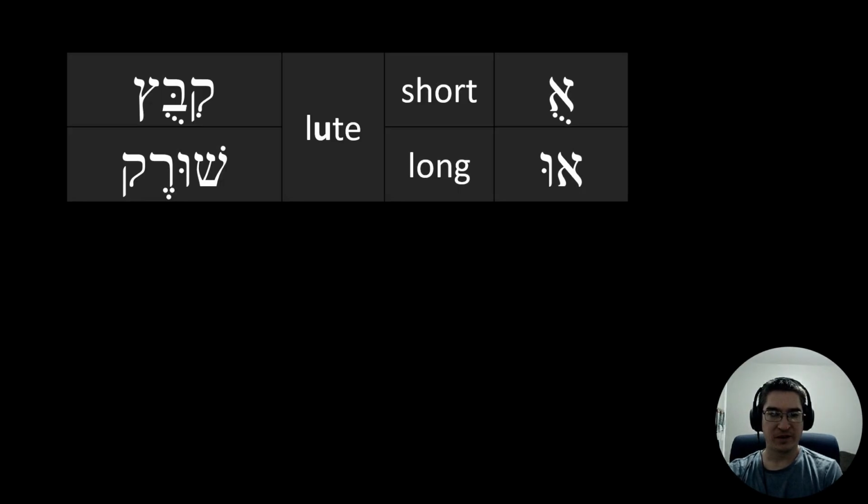Finally, we have the U-class vowels, kibbutz and shurik. The kibbutz is 3 dots placed on a diagonal beneath the consonant, and the shurik is a long vowel. Notice that it's a vav next to the consonant, following the consonant, with a dot in the middle. This segues us into a discussion of vowel letters.